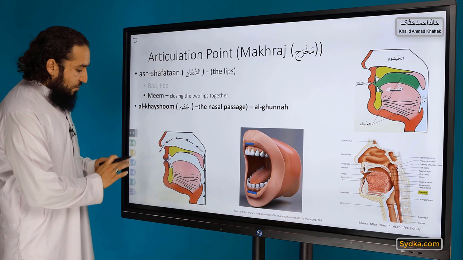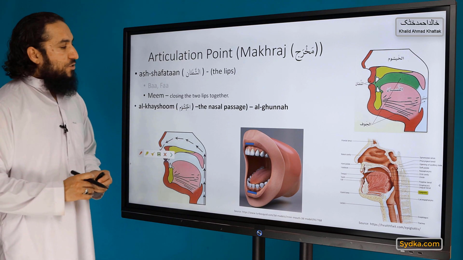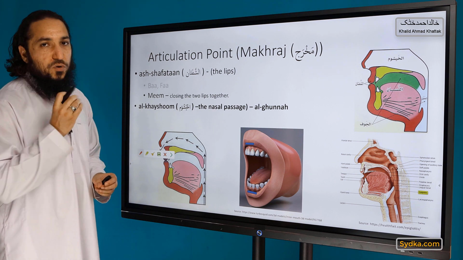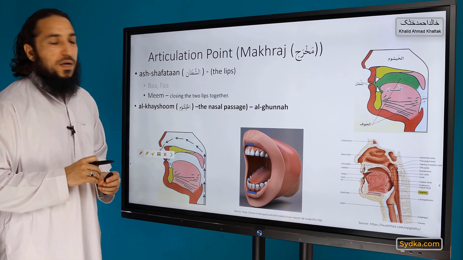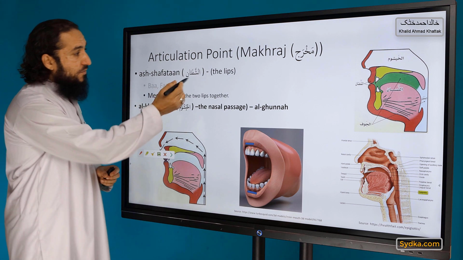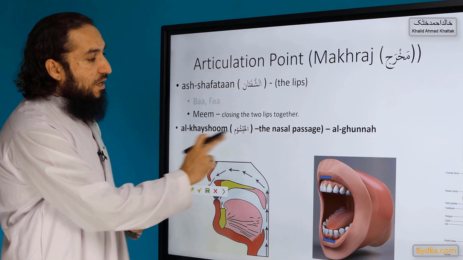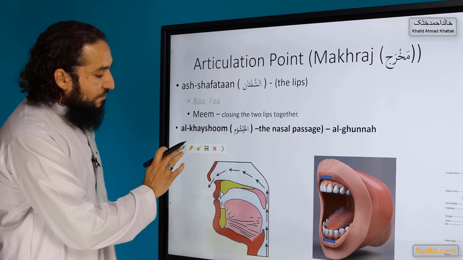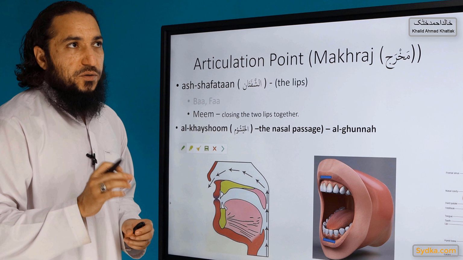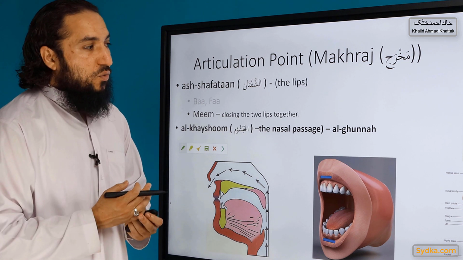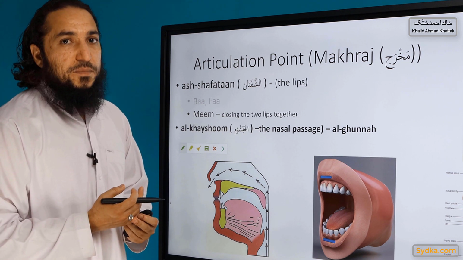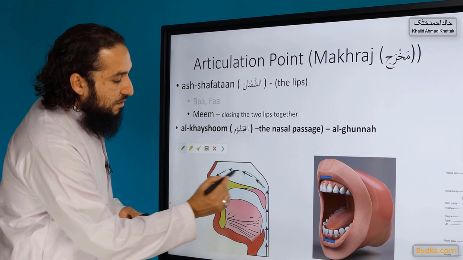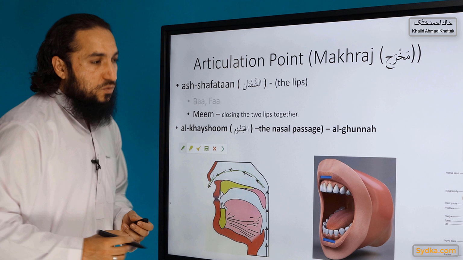What are the Makharij? It has two Makharij. It is pronounced from the lips, kind of closing the lips, Mim, and that's the Shafatan. Similarly, it has Al-Khayshum, the nasal passage as well, when it is pronounced with Ghunna. So you have to close the lips, and the sound goes through the nose.